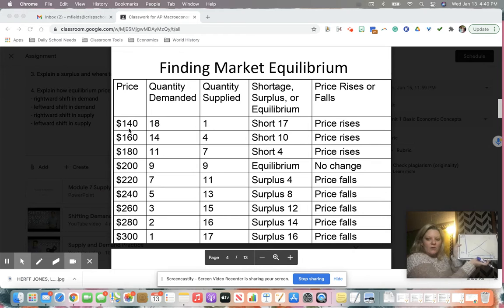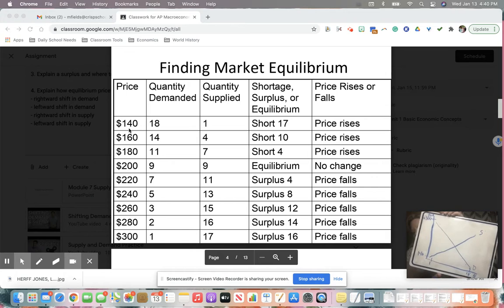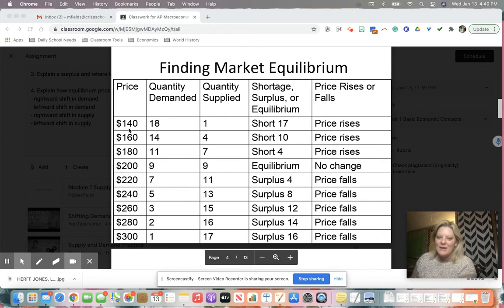You will end up with an X, a supply and demand curve on the same graph. So pause the video now and take the time to graph this curve.